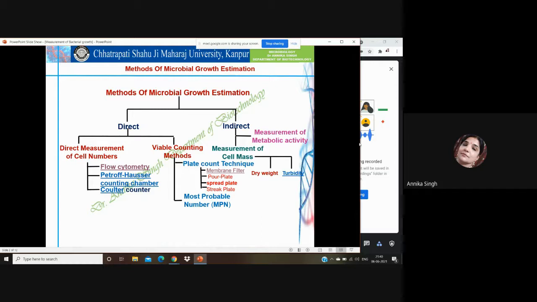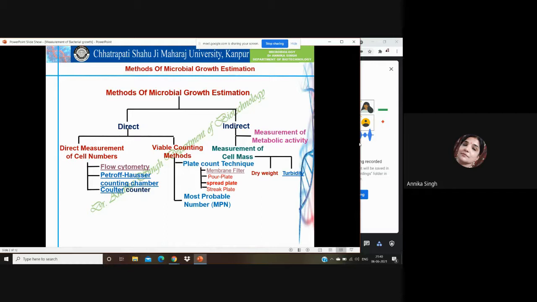Actually, the direct method itself is further of two types. One is direct measurement of cell numbers, another is viable counting methods. In direct measurement of cell numbers, the total cell count, the total number of cells are counted. It means it includes dead as well as live cells. While in case of viable counting methods, only the cells which are able to divide are counted.